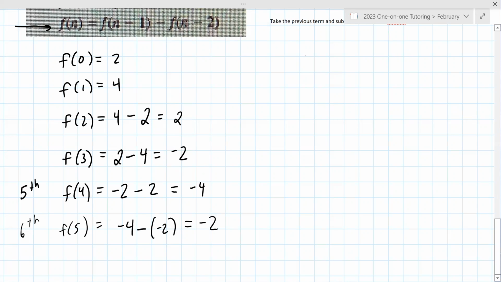Yes. And I know it doesn't ask for it, but the sixth term, could you calculate that for us just to see if this process is clear? Yes, so then it would be -2 minus -4. Good. That would be +2. And there might be some repetition here at some point, but not here.